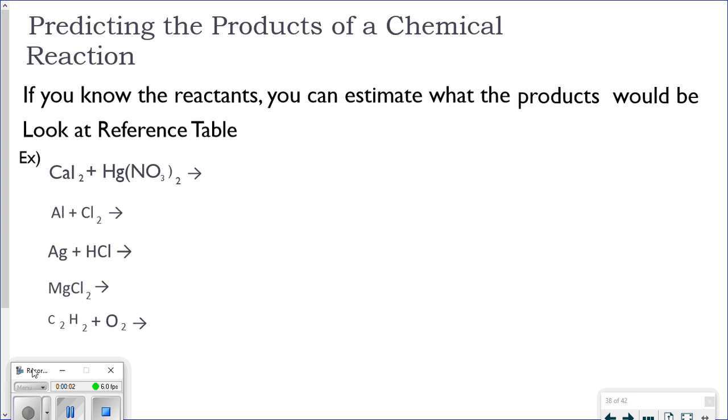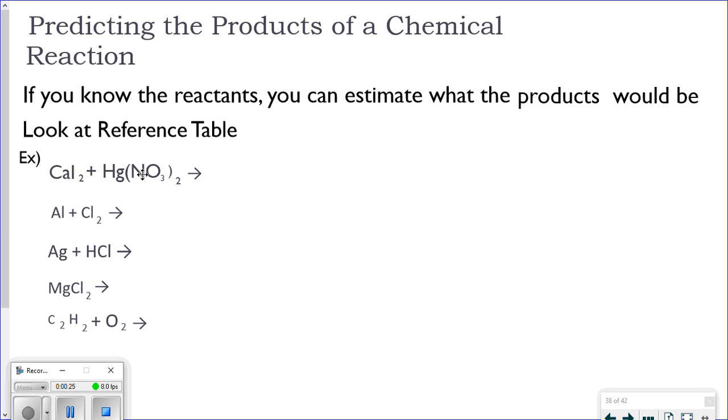Hey guys. In this video, we're just going to do a couple more examples together of predicting products of chemical reactions. Remember that you need to use your reference sheet wisely. First, figure out what type of reaction we're dealing with, and then follow the patterns on the reference sheet to know what products would be made.